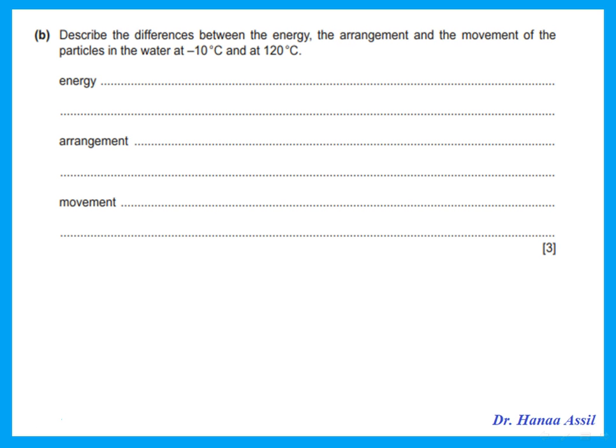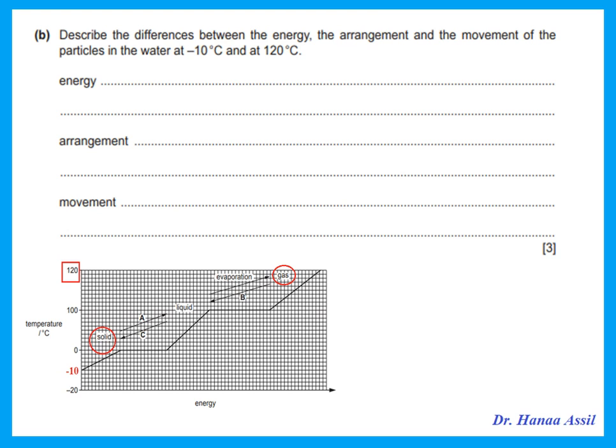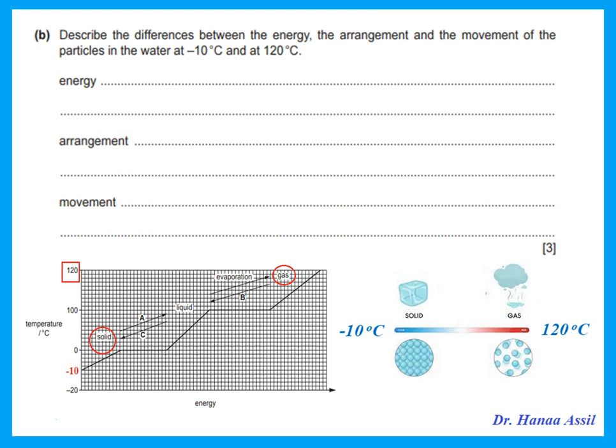Then it says, describe the differences between energy, arrangement, and movement of particles in the water at -10 and at 120. So even if you don't know, because we're talking about water, you should know. But even if you don't know, where is -10? -10 in the graph indicates that we're talking about a solid. Where is 120? It indicates we're talking about a gas. So basically, it's telling you to explain the difference between a solid and a gas with respect to energy of the particles. So of course, you should realize that the particles have more kinetic energy at 120 than at minus 10, because at minus 10 it's a solid.